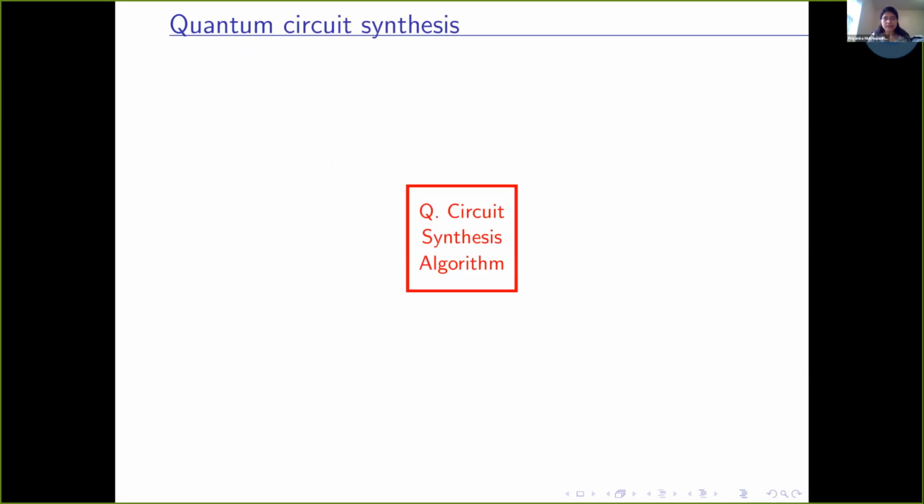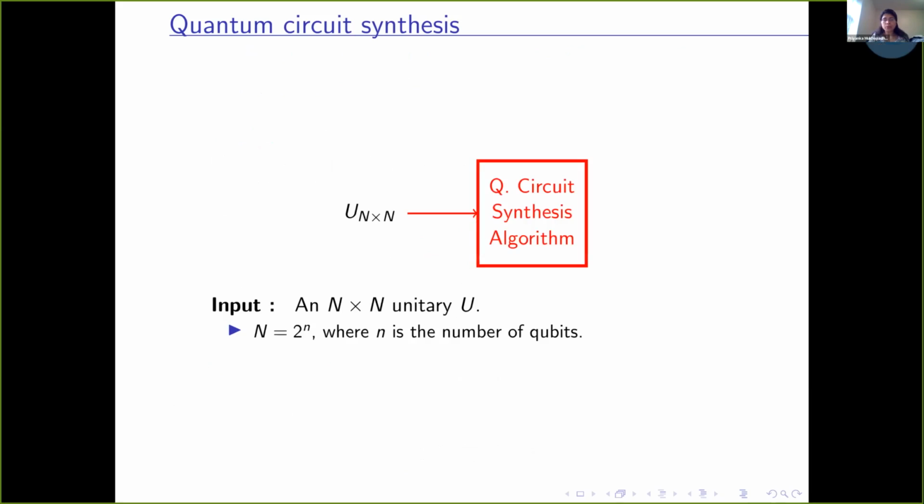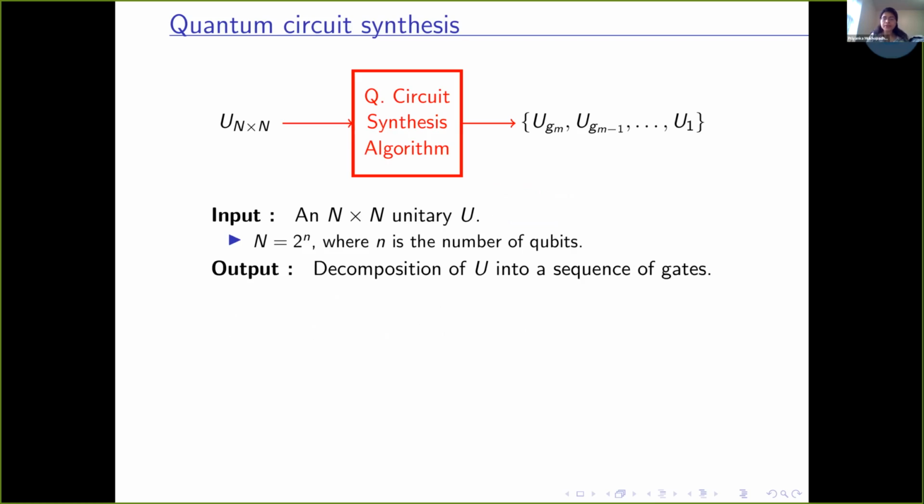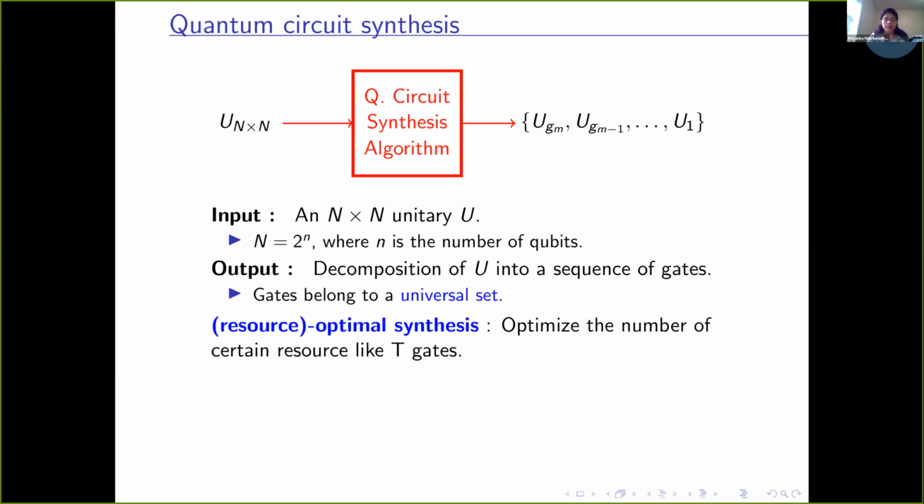So first, let us understand what's a quantum circuit synthesis algorithm. The input of a quantum circuit synthesis algorithm is a unitary, which is of size N cross N, where N is 2 to the power n, where n is the number of qubits. So it is exponential in the number of qubits. And the output is the decomposition of this unitary into a sequence of gates, which usually belong to a universal set. And in resource optimal synthesis problems, there is a further constraint on the output that we have to optimize the number of certain resources, for example, the T gates.